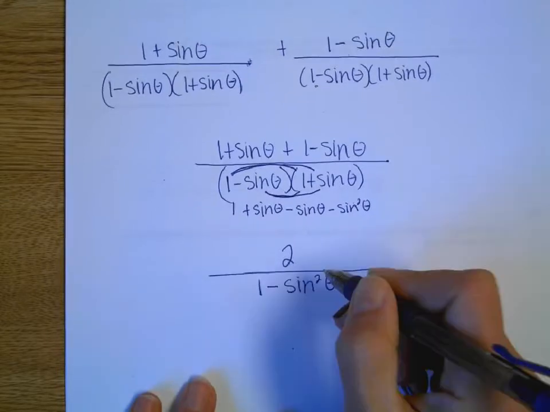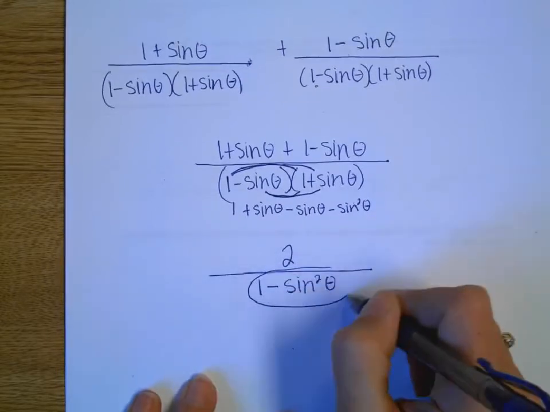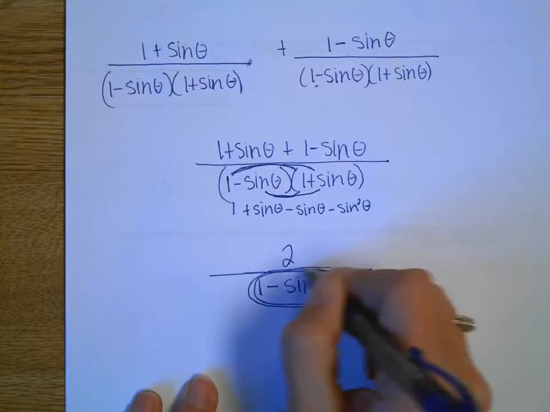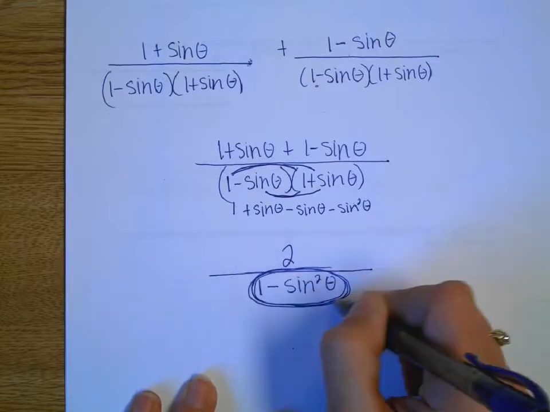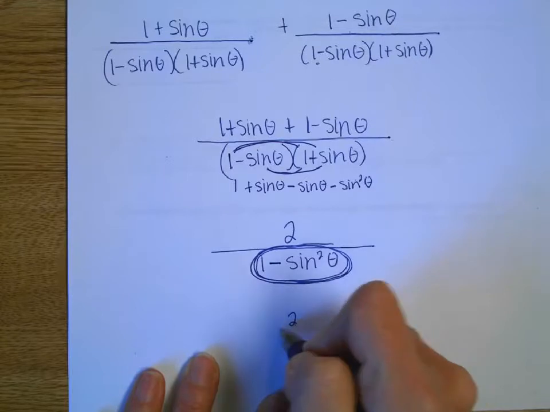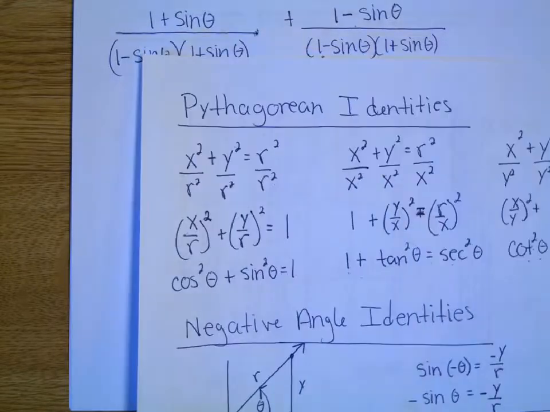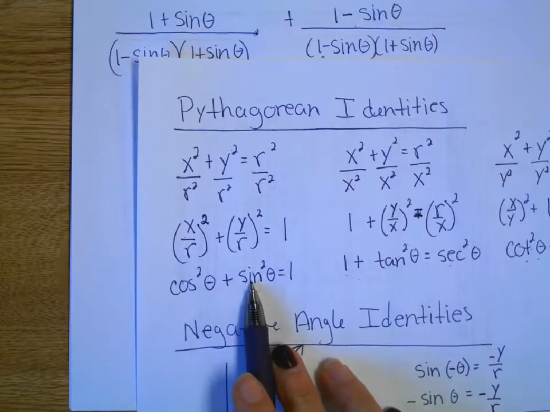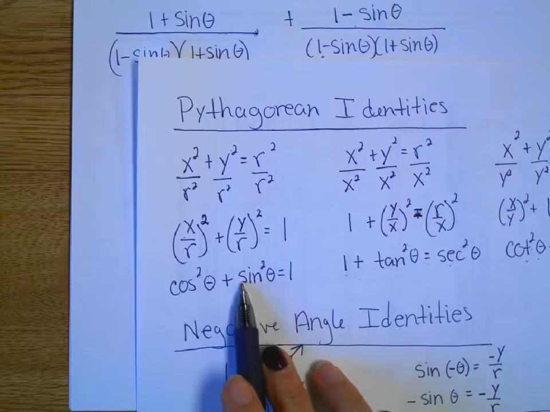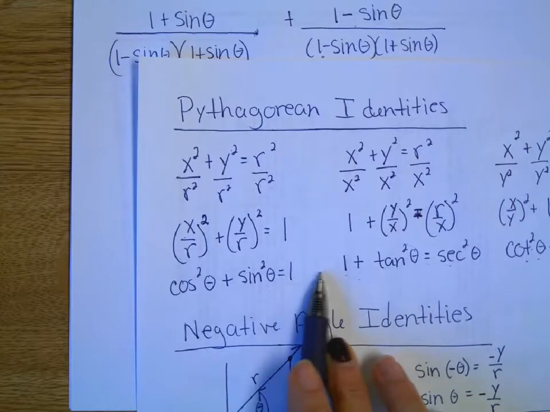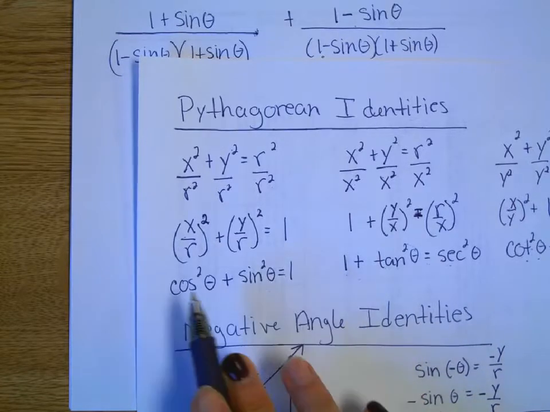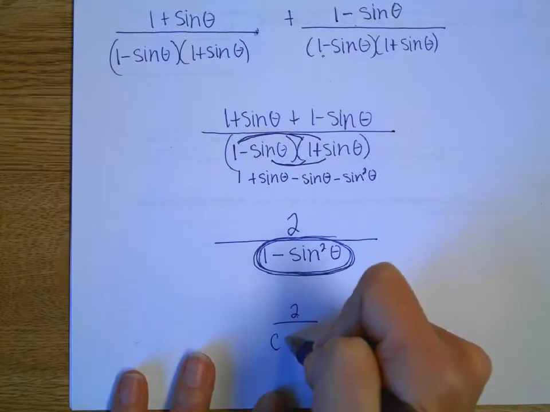Oh, that looks awful familiar. Ooh, that probably equals secant squared. It does not equal secant squared. 1 minus sine squared. Well, let me take a look. Here's a cosine squared plus sine squared. If I subtract the sine squared, I'd have 1 minus sine squared. What does 1 minus sine squared equal? Cosine squared. So the bottom is actually cosine squared.